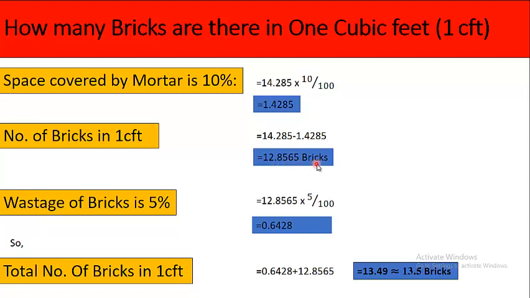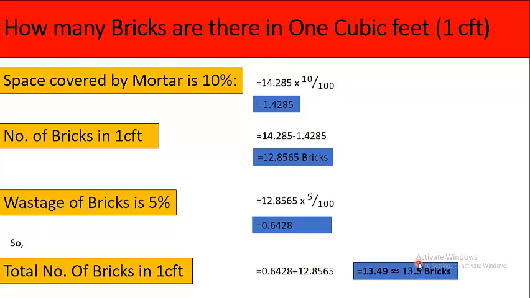12.8565 bricks. Now to stay on the safe side, we will add wastage of bricks, that is assumed to be 5%. So this number of bricks multiplied by 5%, means 5 divided by 100, we will get 0.6428. So by adding this value to this number of bricks, we will get the total number of bricks in 1 CFT, which is 13.45, approximately equal to 13.5 bricks.